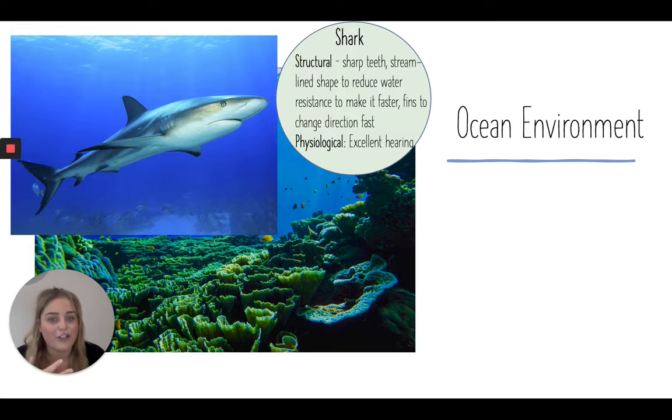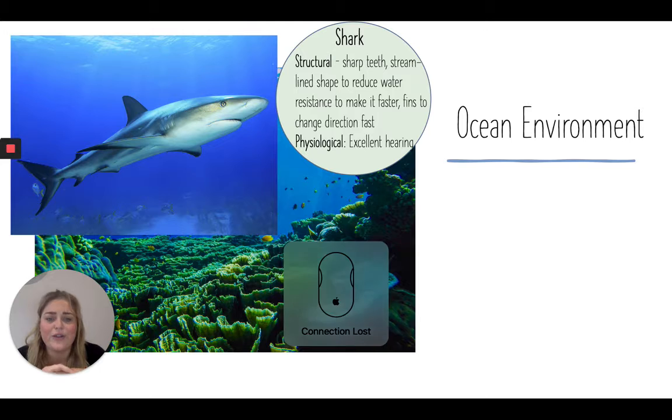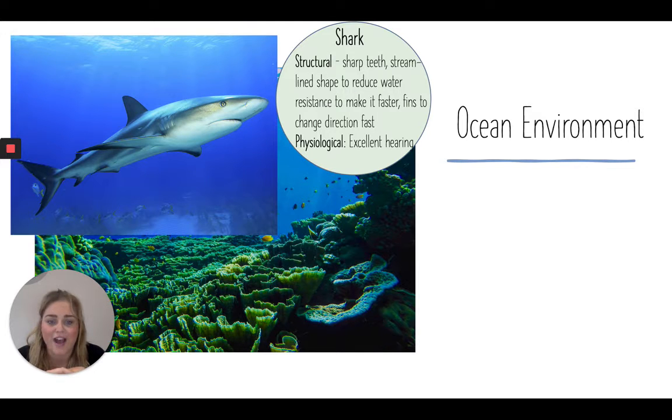ocean environment, we have a shark. Some of their adaptations: they have sharp teeth that help them to get their prey. They have a streamlined shape, so their shape is pretty much up and down, and it helps them to reduce water resistance, so it makes them go through the water quicker and faster. They have really strong fins that help them to change direction fast. And their physiological feature is that they have excellent hearing, so they can hear from really, really far away.